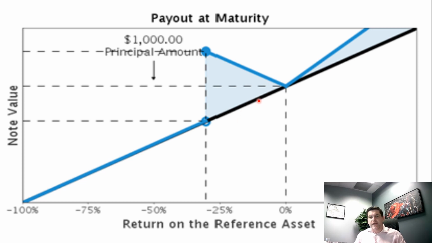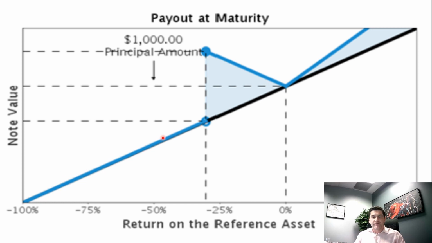So let's say the S&P is -10% in 2 years. Investor would receive positive 10%. Let's say it's -26%. The investor would receive positive 26%. But once the index is down an amount greater than the barrier level, in this case 30%, for the investor it's just like if you own the index.